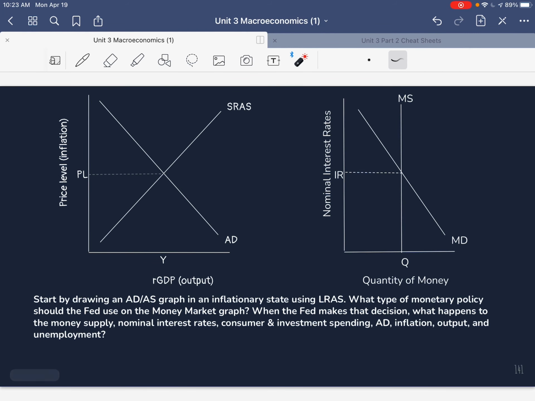So here's both graphs, and the instructions are very explicit in what they want you to do. So let's go through them. Start by drawing an ADAS graph in an inflationary state using LRAS, okay? So first of all, let me fix this because this is supposed to come down here. Sorry about that. So they want it to be inflationary. So here's where we are, but we have inflated above where we want to be. So that means LRAS is going to be over here. Okay, so there's LRAS, and I'm going to label it as such.